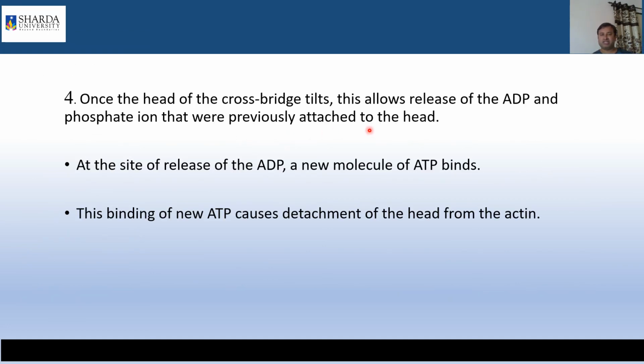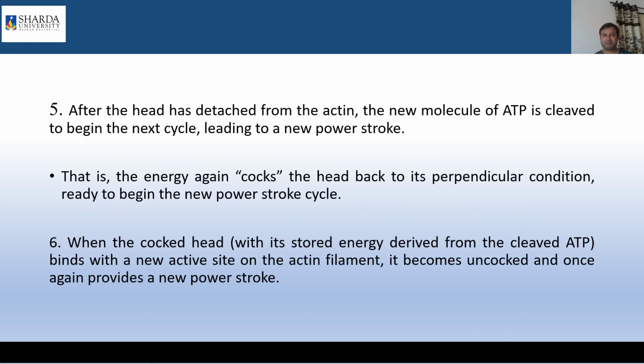Once the head of the cross bridge tilts, it allows release of the ADP and phosphate that were previously attached to the head. At the site of release of ADP, a new molecule of ATP binds, and the binding of the new ATP causes detachment of the head from the actin. After the head detaches from the actin, the new molecule of ATP is cleaved to begin the next cycle, leading to a new power stroke. That is, the energy again cocks the head back to the perpendicular condition, ready to begin a new power stroke cycle. When the cocked head binds with the new active sites of the actin filament, it becomes uncocked and once again provides a new power stroke.